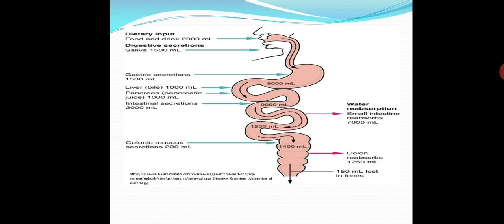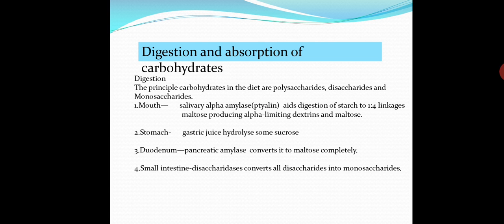The colon absorbs from these 400 ml of liquid chyme about 1250 ml, which is reabsorbed back in the large intestine. Only about 150 ml of liquid feces is excreted from the body. Now, let us study the digestion and absorption of the nutrients one by one.